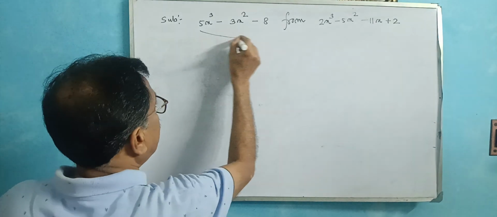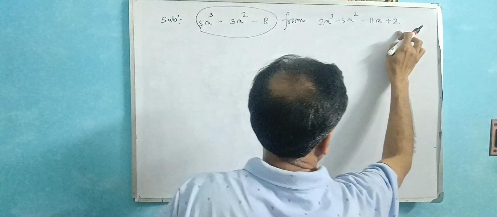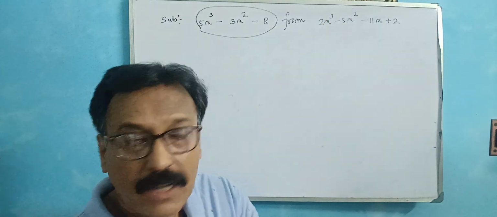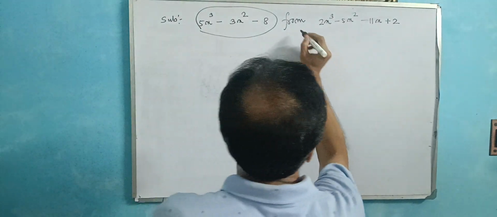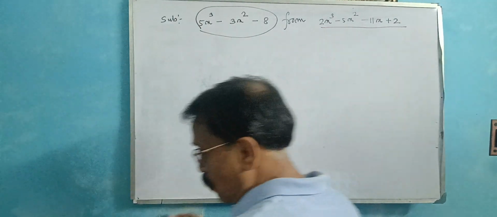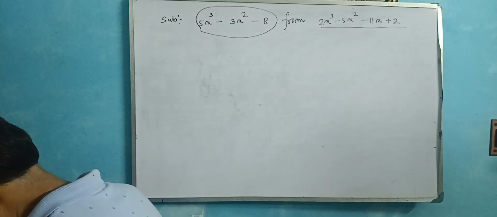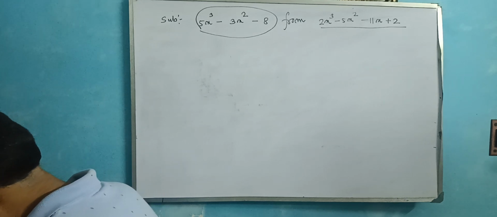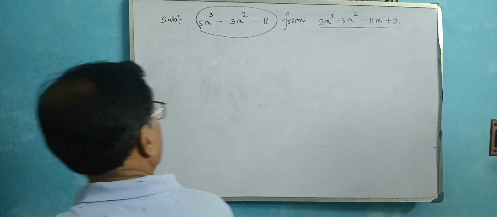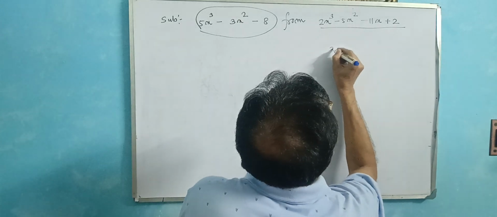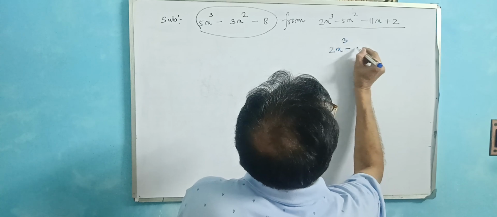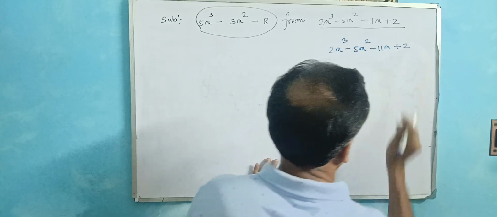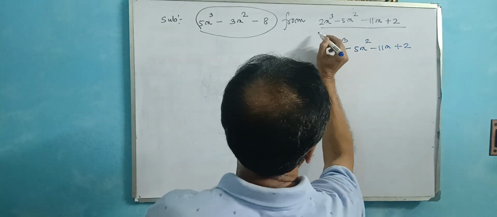Subtract this part from this. Two processes are there: one is the column process, one is the horizontal process. In the column process, I told you to put the from-part in the upper part, so you write it in the upper part. So you write 2x cube minus 5x square minus 11x plus 2. This is actually the column process.